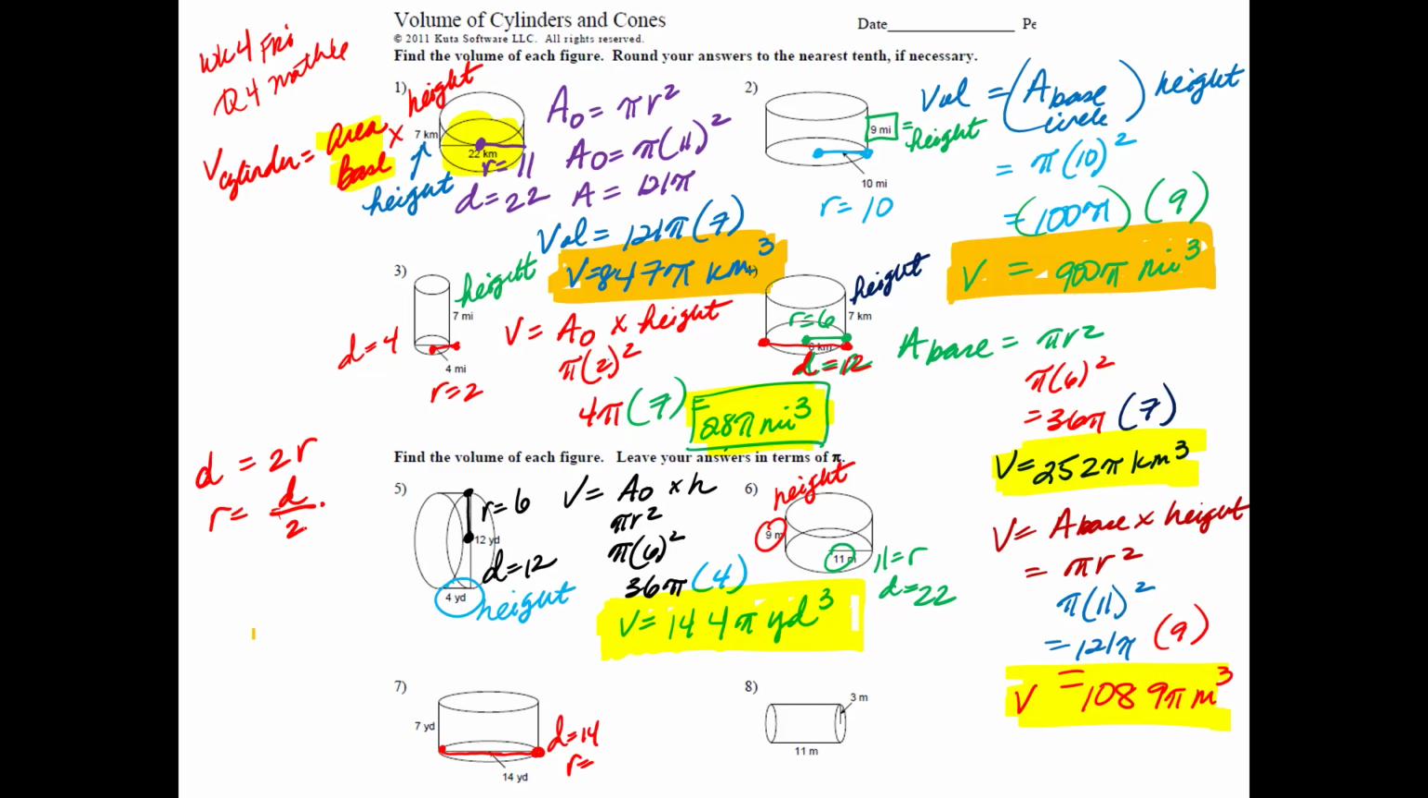Hold on. So the diameter is 14. What's your radius? No, it's half. What's half of 14? You need to get that right. You're not gonna get this right. We can't figure out the radius and diameter relationship.